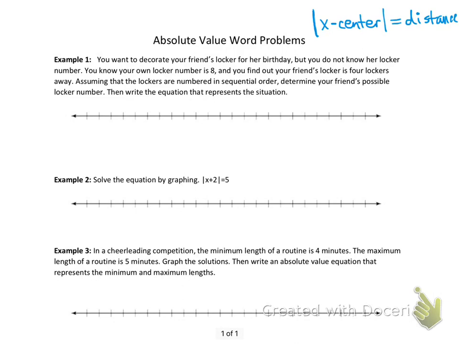Now, those are the possible answers. We don't know which one because it doesn't give us enough information. But it has to be one of the two because of the information that they give us.